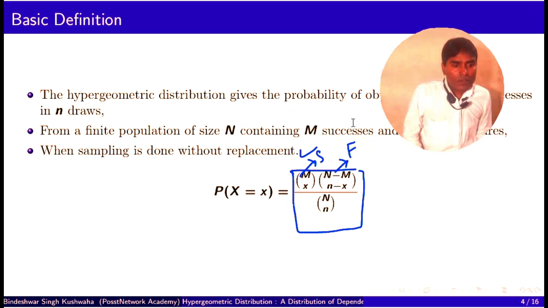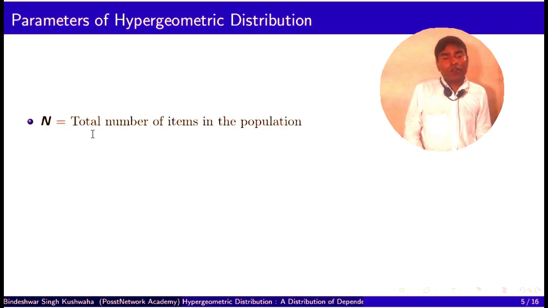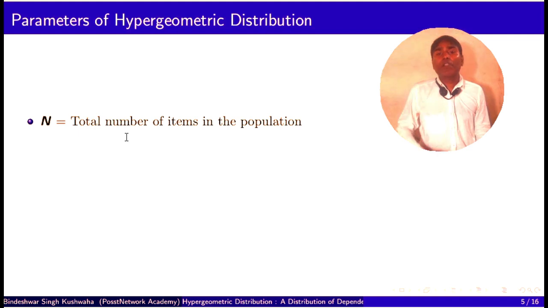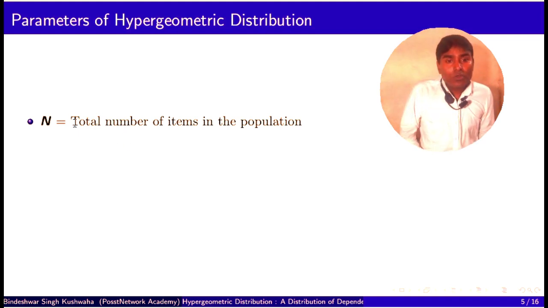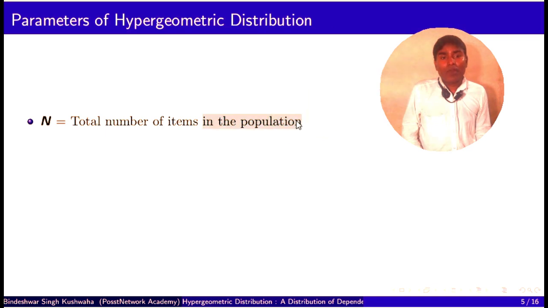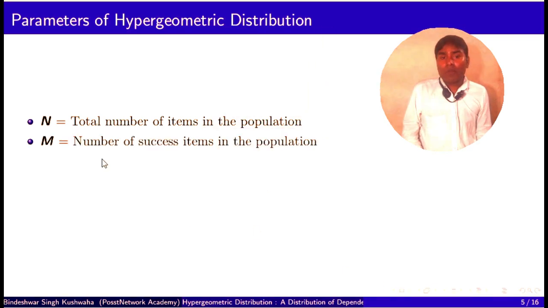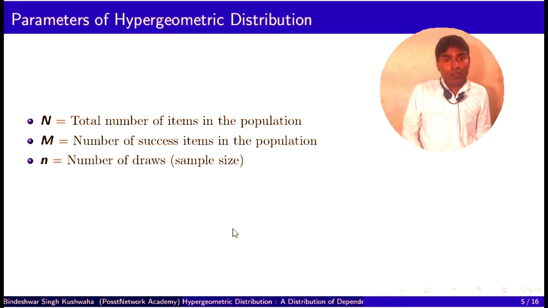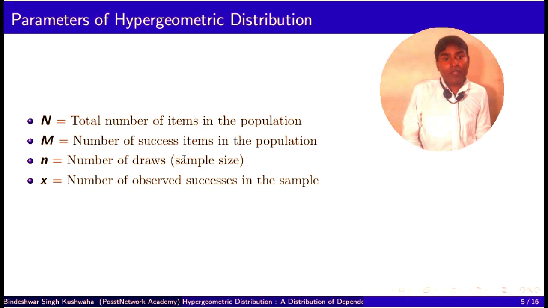Now let us see. Capital N is the total number of items in the population, M is the number of success items in the population, and small n is the number of draws, how many samples you are drawing. Thereafter x is the number of observed successes in the sample. So these four are very important.